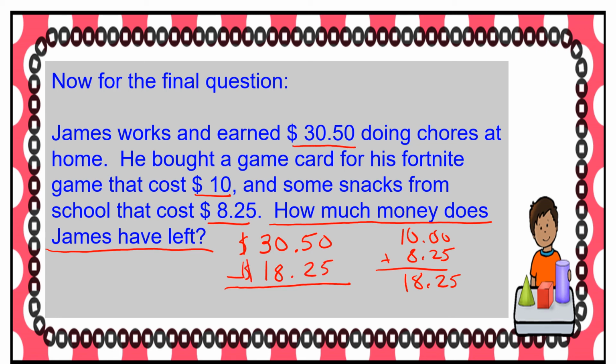I take that away from my original $30.50. I can't say 0 minus 5. I trade. That becomes a 4. 10 minus 5 is 5. 4 minus 2 is 2, so 25 cents. I cannot say 0 minus 8, so I trade. That becomes 10 minus 8 is 2. 2 minus 1 is 1. So you should have had the answer $12.25. So that is adding and subtracting money in a nutshell.